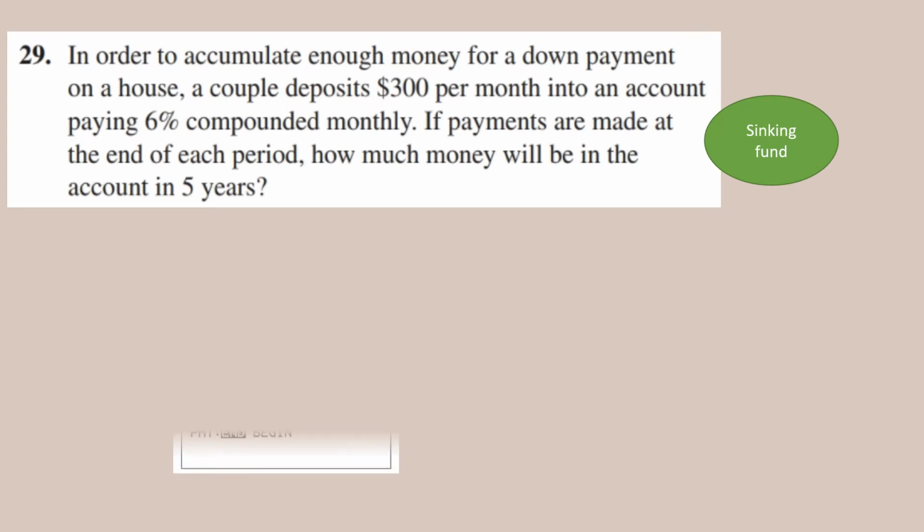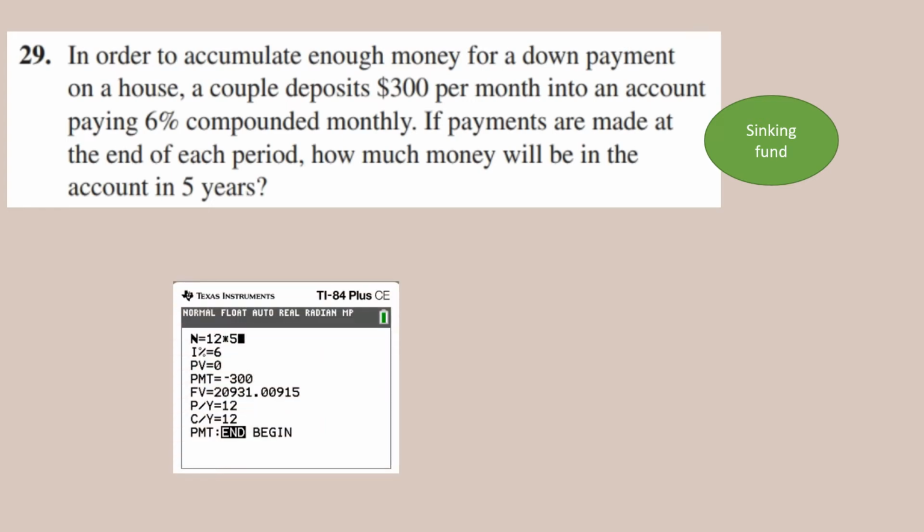So if you're using our graphing calculator, entering the values: for 5 years monthly, 12 times 5 is n. The rate of interest I is 6% compounded monthly. The payment every month, you are depositing $300. The payments per year and compounding periods per year are 12. And if you're calculating the future value, it is $20,931.01.